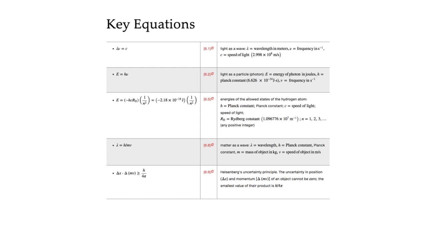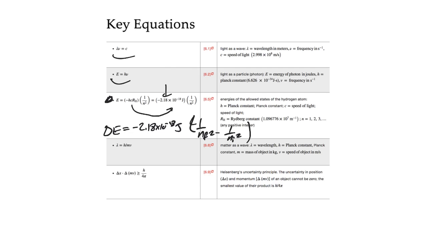So our equations for this chapter: c equals lambda nu, E equals h nu, or hc over lambda. The Bohr model gives us that the energy for hydrogen is minus the Rydberg constant times 1 over n squared, and that equals minus 2.18 times 10 to the minus 18 joules. I would just memorize this number here. I would also probably memorize that delta E is equal to minus 2.18 times 10 to the minus 18 joules times 1 over nf squared minus 1 over ni squared.